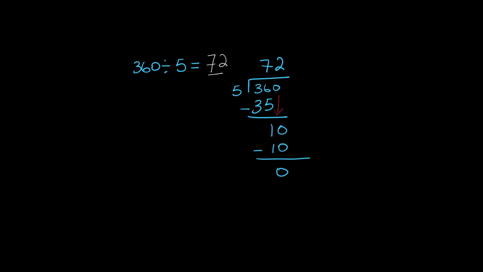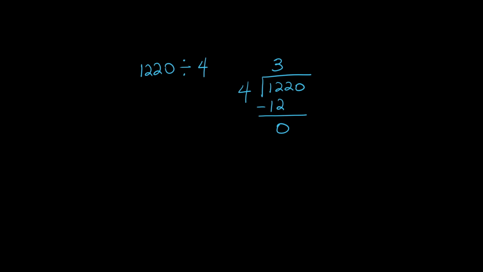Now let's move on to another problem. Now let's say we were asked to divide 1,220 by 4. When we go ahead and set that up, we'll have 1,220 as our dividend, and our divisor is 4. Now how many times can 4 go into 12? That's 3 times. 4 times 3 is 12. When we subtract 12 from 12, we're left with 0.